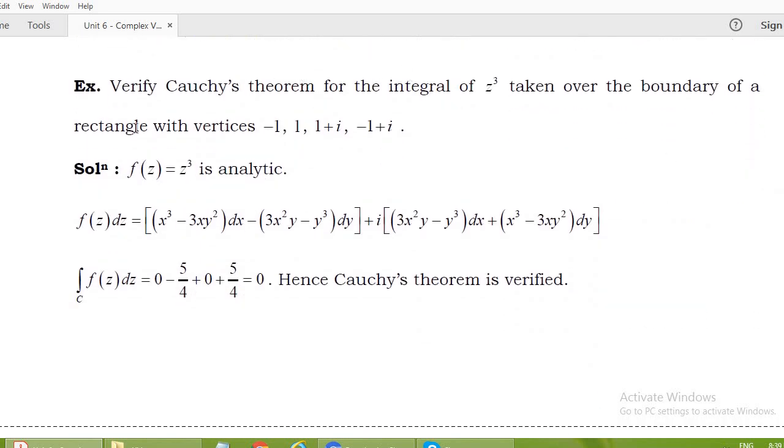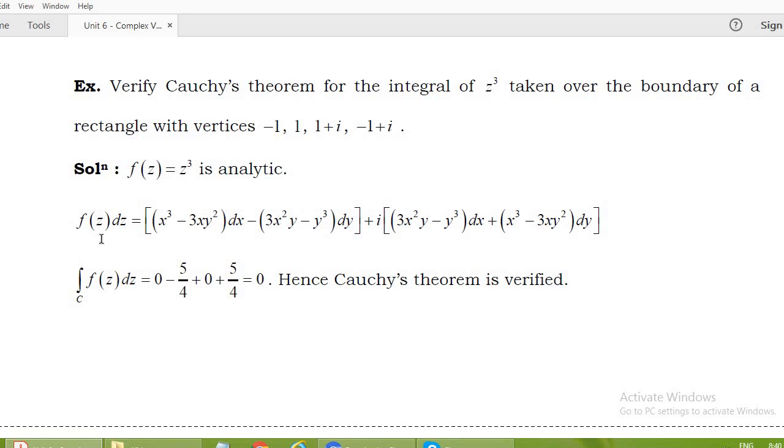Again we will be quickly solving this. I have explained this problem briefly. Verify Cauchy's theorem for the integral f(z) equal to z cube taken along the boundary of a rectangle with these 4 points. Now f(z) equal to z cube, that means f dash of z equal to 3 z square, which is finite for every finite z. So f(z) equal to z cube is an analytic function, and therefore by Cauchy's theorem we must show integration over closed curve C of f(z) dz must be equal to 0.